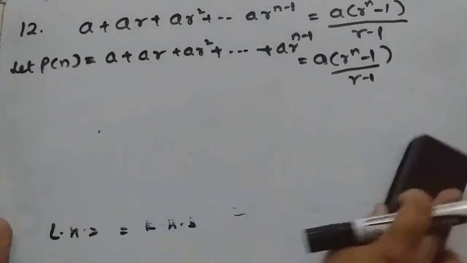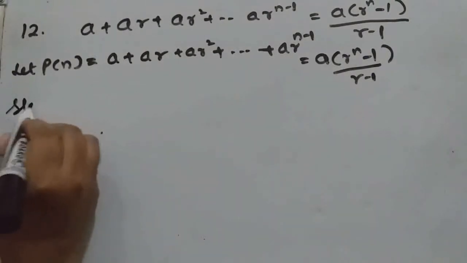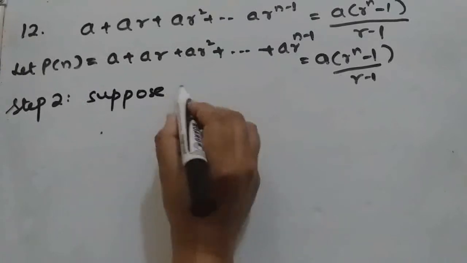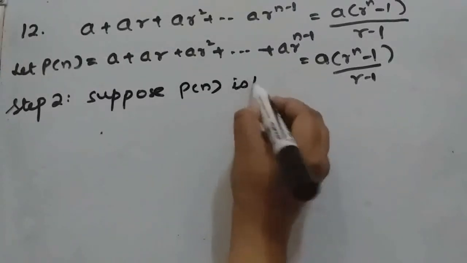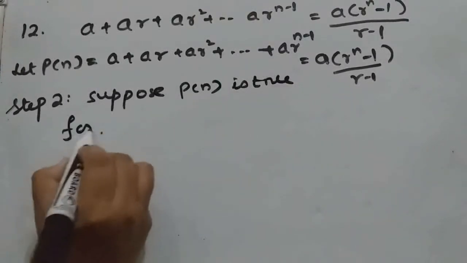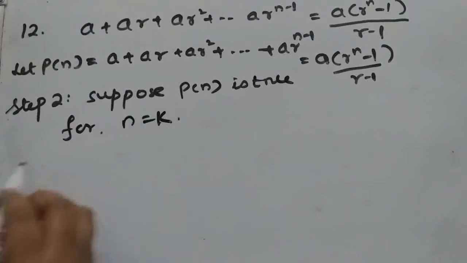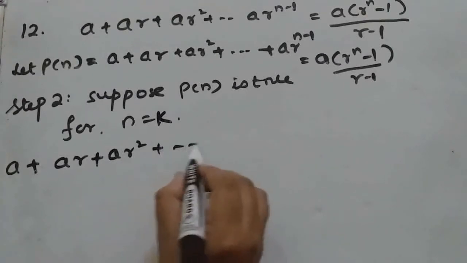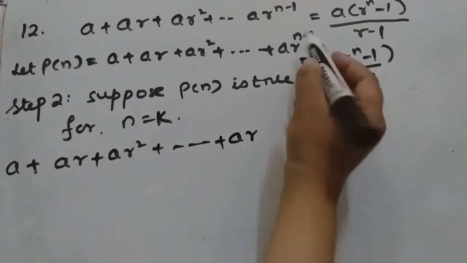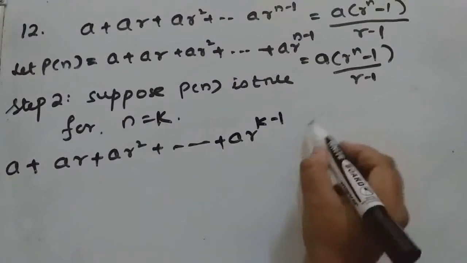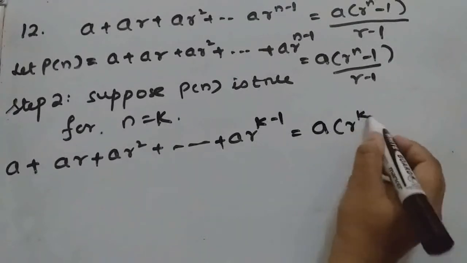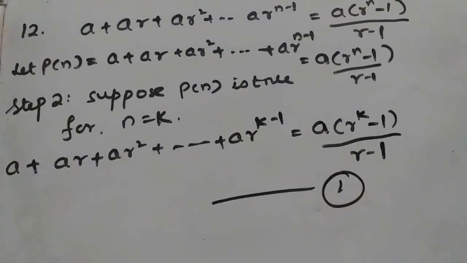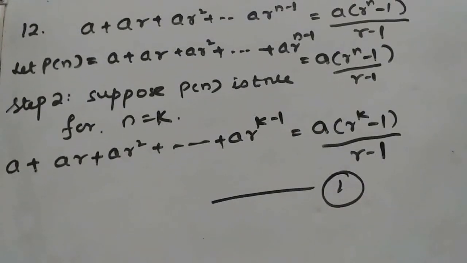Now step 2. Step 2 is what? Suppose P of n is true for n equal to k. That means a plus ar square and so on. Now here we will substitute the n value k. So k minus 1. A into r power k minus 1 divided by r minus 1. This is equation 1.